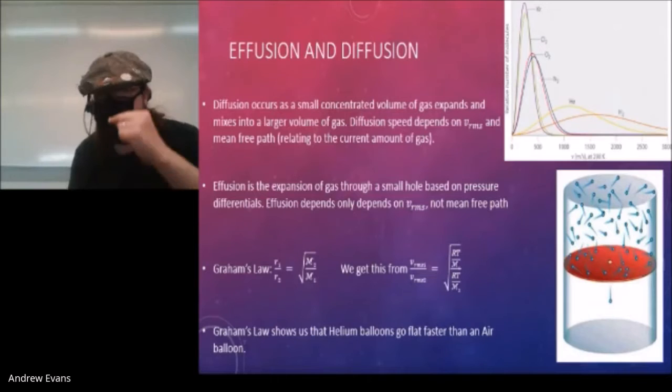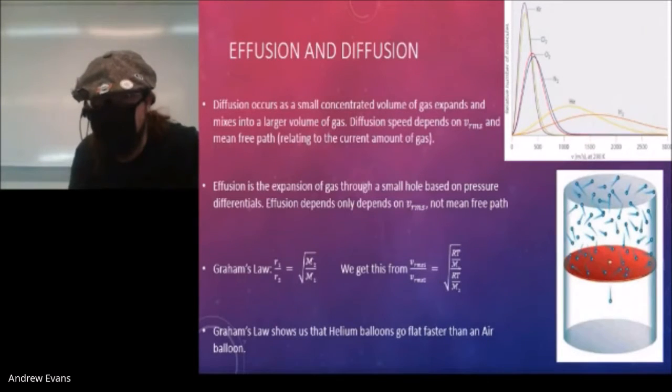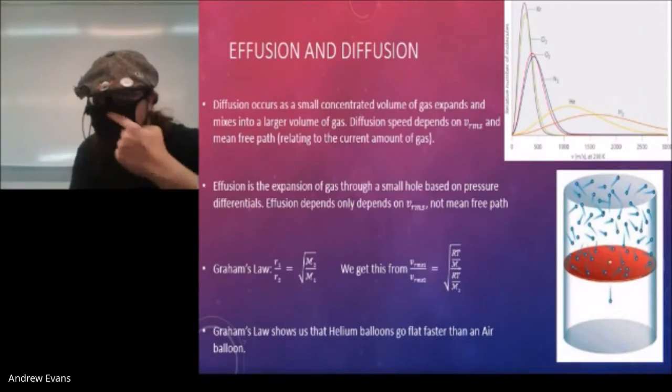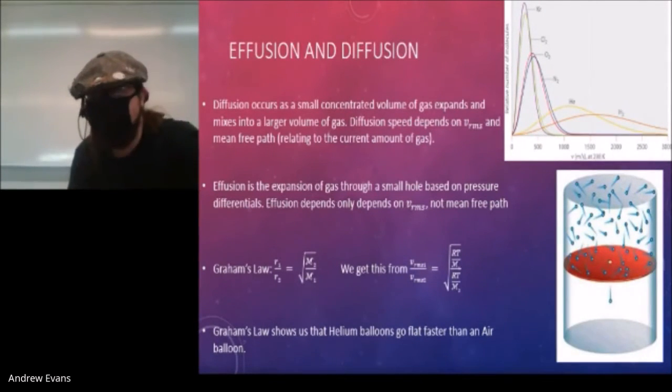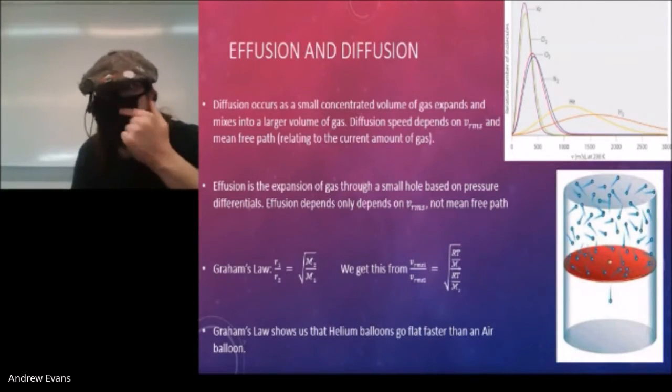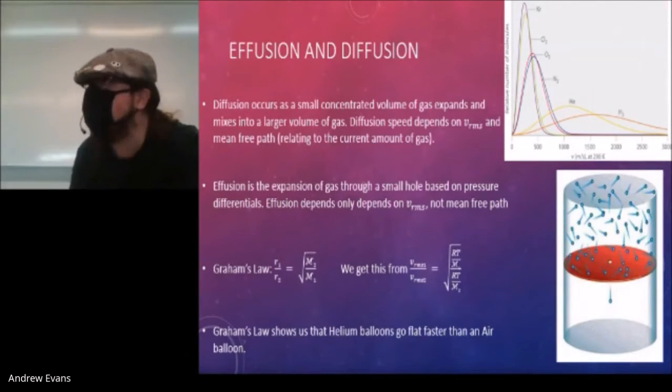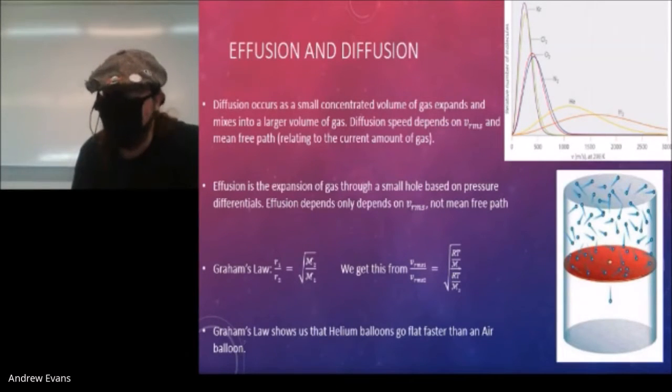To look at this, we're going to look at Graham's law. Graham's law says we compare the rates of effusion of 2 gases: how fast do they effuse in relation to each other? And they effuse based on the comparison of the 2 molar masses. So rate 1 over rate 2 is the square root of molar mass 2 over molar mass 1.